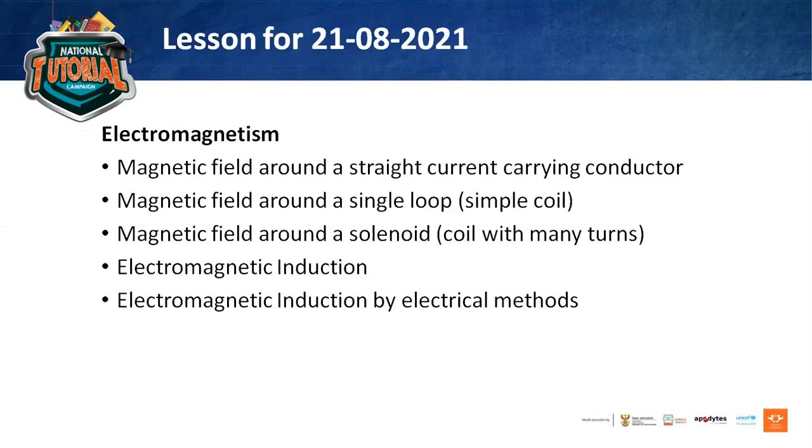Okay, so what is our overview for today? For electromagnetism, the thing that we're going to be learning about today is number 1, magnetic field around a straight current carrying conductor. Number 2, magnetic field around a single loop simple coil. And then magnetic field around a solenoid, which is a coil with many turns. And we're going to do electromagnetic induction and electromagnetic induction by electrical methods. And we're going to do a couple of problems as well, just to make sure that you guys at least know how to solve problems that relate to electromagnetism.